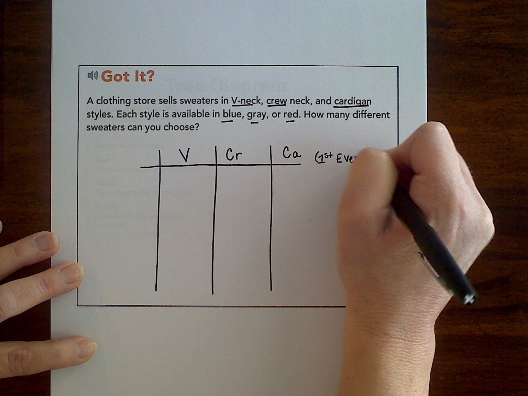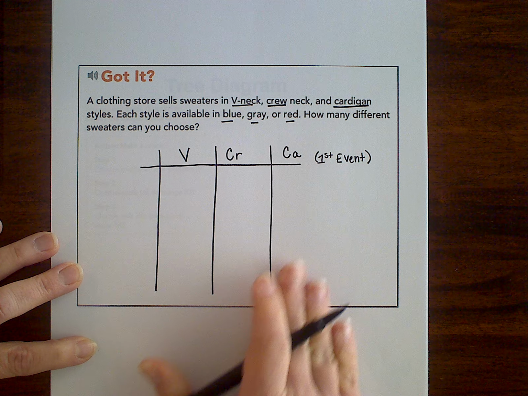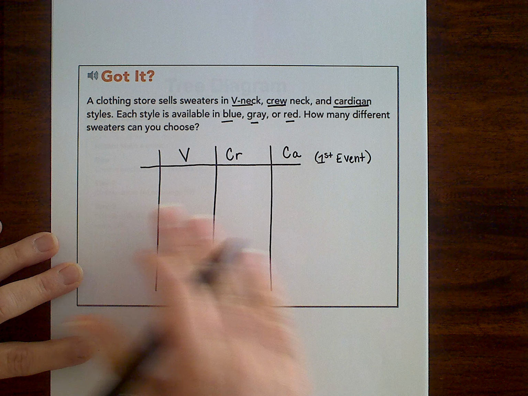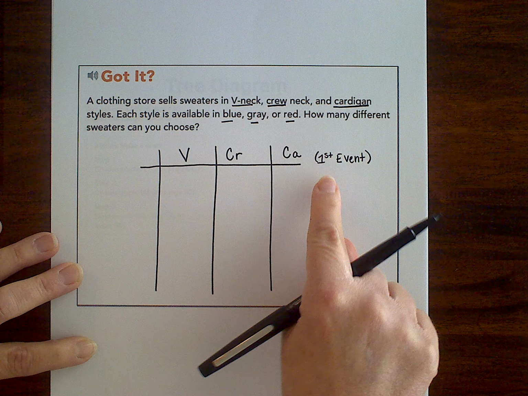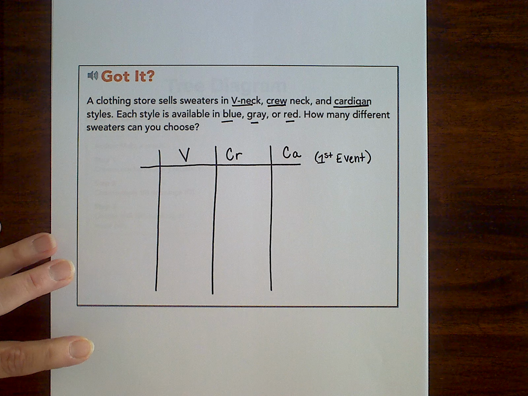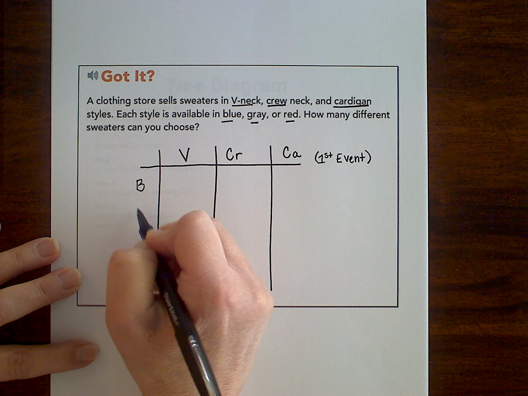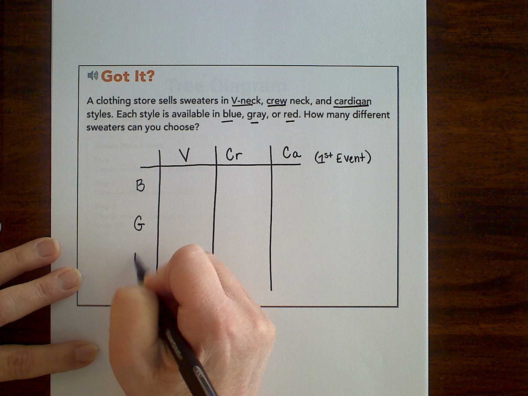And this is important for you to remember because you will be given blank tables like this on your homework today that you will have to fill out. And you have to remember that the first event is what needs to be listed first. So then my color choices are blue, gray, and red.